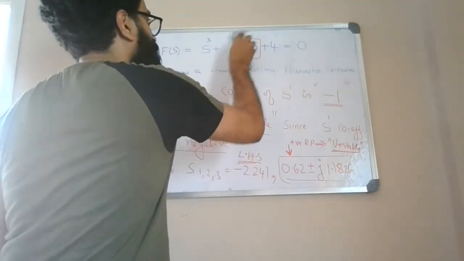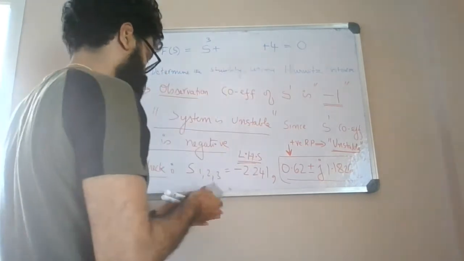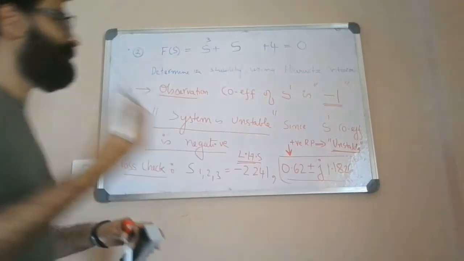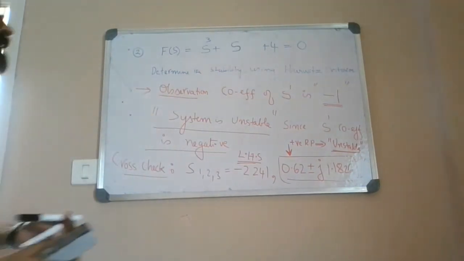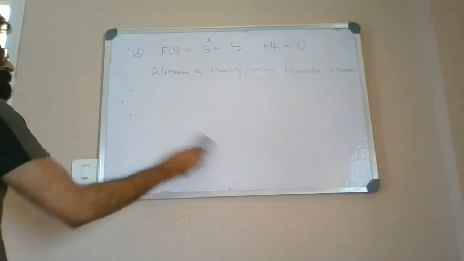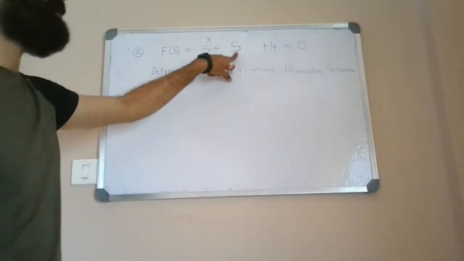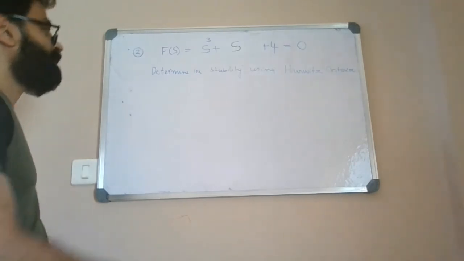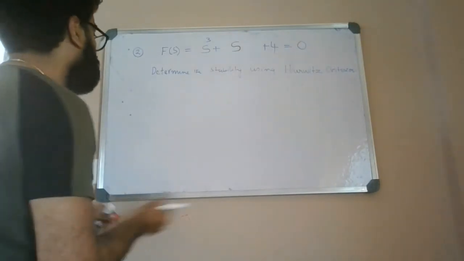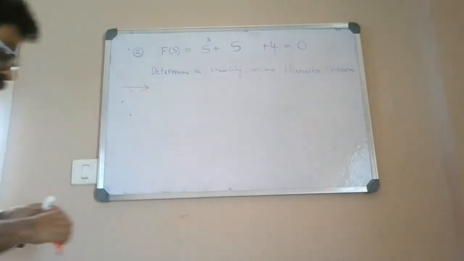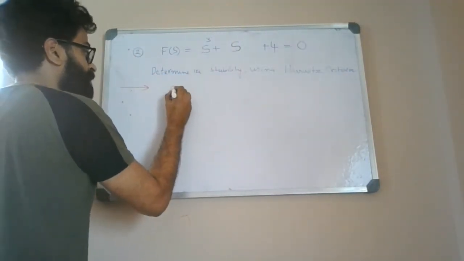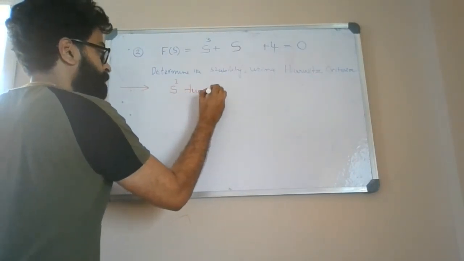Okay, let's take category 3. Let's say I have the system description, something like this: s cube plus s plus 4 is equal to 0. Let's say we have a system of the given characteristic equation s cube plus s plus 4 is equal to 0, and you have been asked to find the stability using Hurwitz criteria. Question is, are you going to apply Hurwitz criteria? Your answer should be no. Why? Because in the given characteristic equation, the s square term is missing.